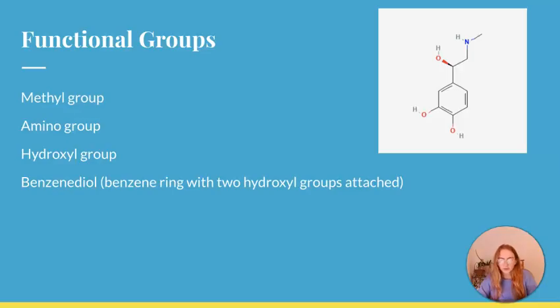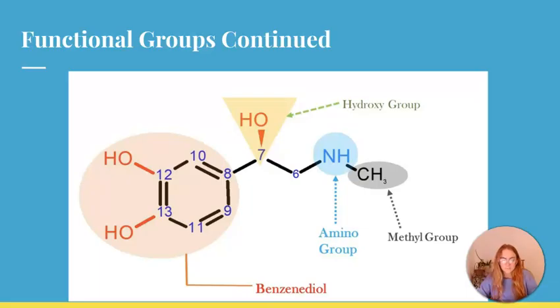There are a variety of functional groups in this molecule, including a methyl group, an amino group, a hydroxyl group, and a benzene diol group, which is a benzene ring with two hydroxyl groups attached to it. In the next slide, I have each one circled. So here we see the epinephrine molecule, and each functional group is highlighted and marked. From left to right, we have our benzene diol group, then our hydroxyl group, then a carbon attached to an amino group, and finally ending with a methyl group.